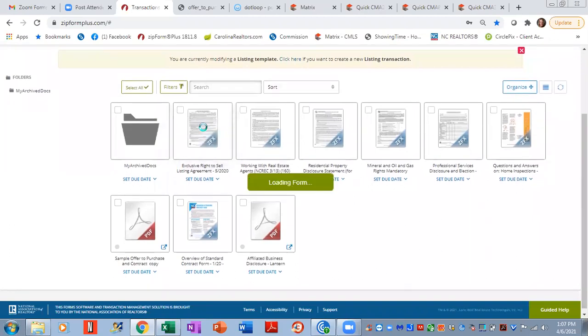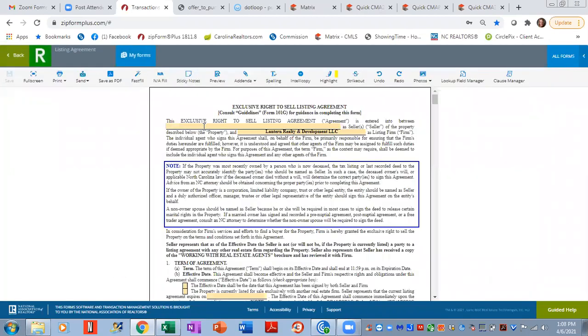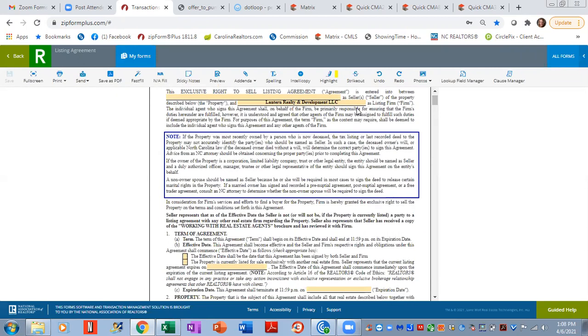So the exclusive right to sell, we need to make sure that it is completely filled out in its entirety. So remember that the listing agreement is with the sellers who are on the deed, as well as Lantern Realty and Development, not you personally, always the firm.